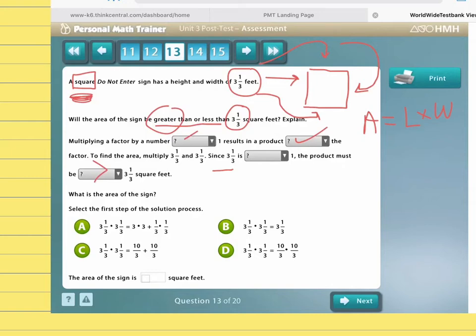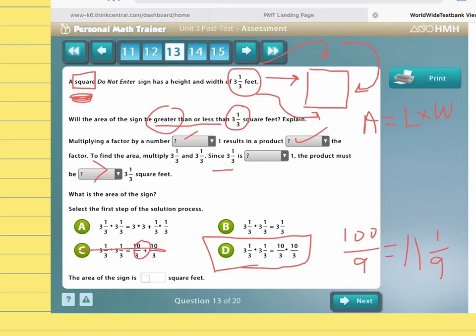This is fine here, but then you see the addition here, so that doesn't work. It's 3 1/3 times 3 1/3. This is the improper fraction method: 10/3 times 10/3, and that would give you a total of 100/9. And we could simplify that down to 11 1/9. So I think that D is the correct answer, and it should be 11 1/9 square feet.